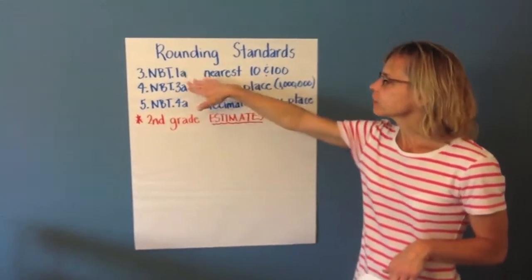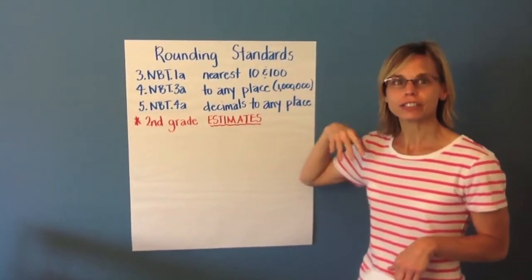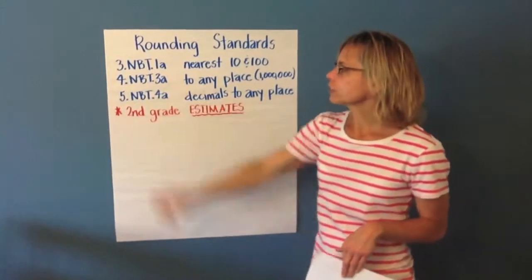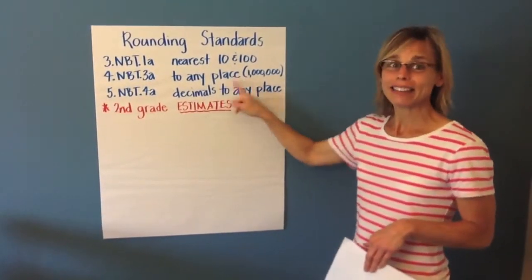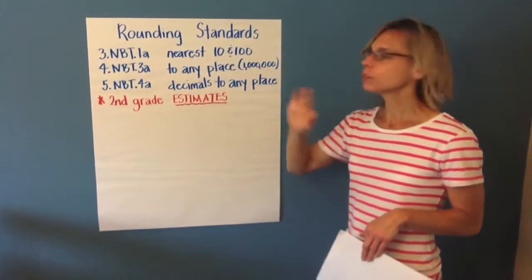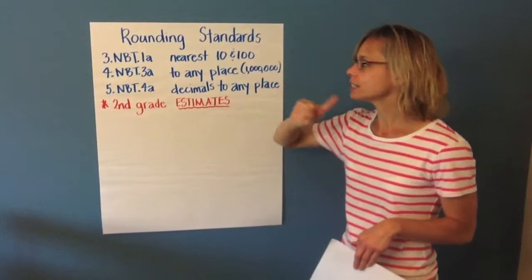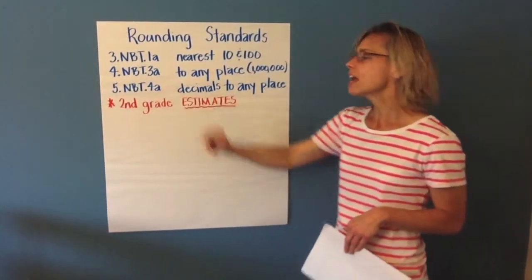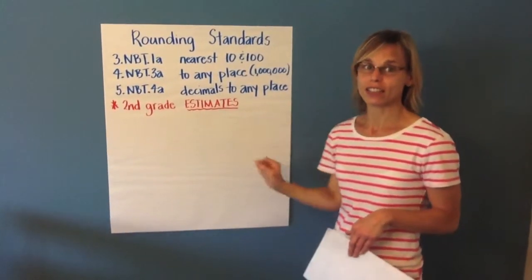We're going to look at 3.NBT.1A, rounding to the nearest 10 and 100, and our third graders go up to 9,999. Fourth grade, 4.NBT.3A, they're rounding to any place, and they go to the nearest million, or they count to the millions. Also in fourth grade, we introduce decimals to the tenths and hundredths, which is important in fifth grade because of 5.NBT.4A. They round decimals to any place, which includes the tenths, the hundredths, and the thousandths.